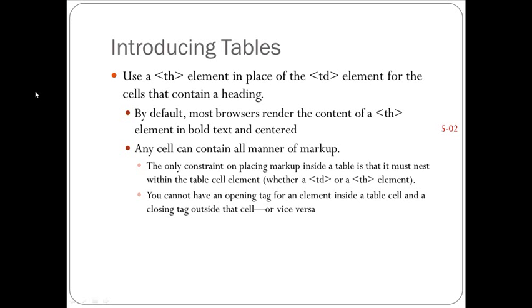Now you've seen the TR and the TD, but there's also a TH element that you can use in place of the TD element. And that's for cells that contain some type of heading. It could be a row heading, it could also be a column heading, but basically by using the TH instead of the TD, you get bold text that is centered, as opposed to plain text that is left aligned.